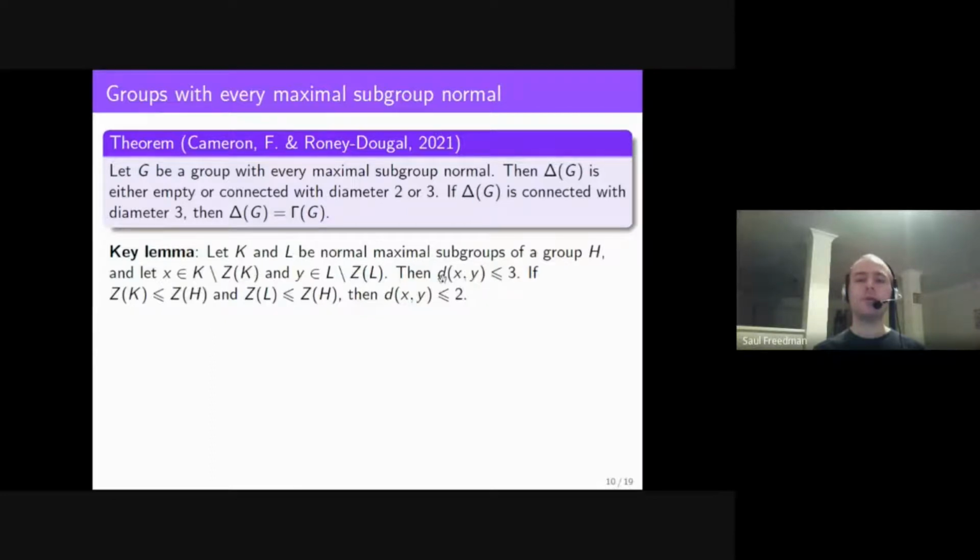This symbol here, D, means the distance between X and Y in the graph. And in fact, if both the center of K and the center of L are contained in the center of H, then this distance is at most 2. I won't prove this lemma here, but it involves arguments similar to the fact that the subgraph induced on a maximal subgroup's non-central elements is the non-commuting graph of that maximal subgroup, and similar arguments.